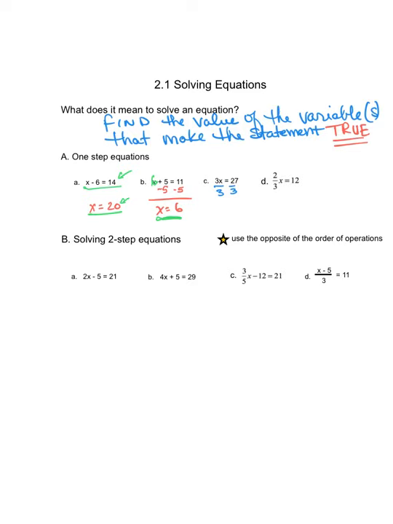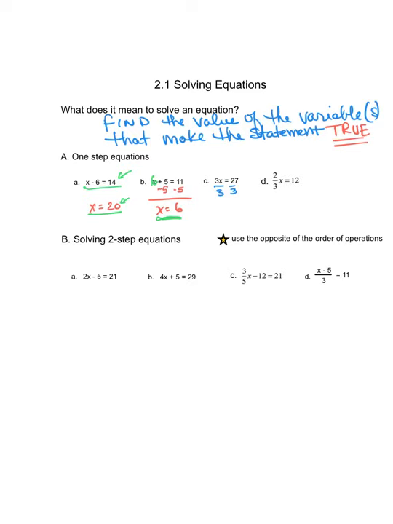Okay, now my next question is, why? Why can you just divide by 3? Why don't you divide by 12? Why don't you add 8? Why is it that you divide by 3? Because 3 is being multiplied by x.